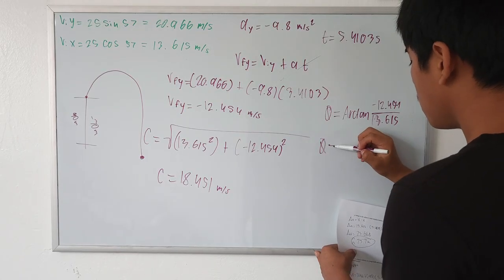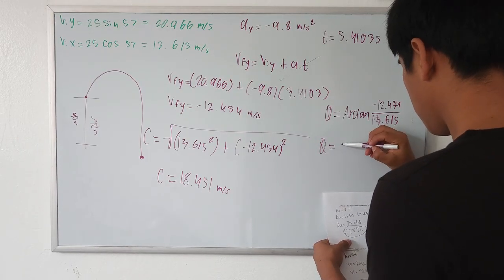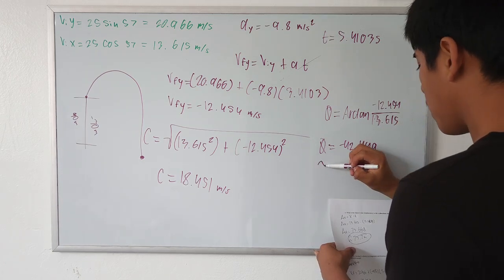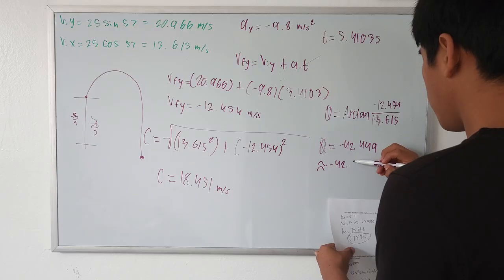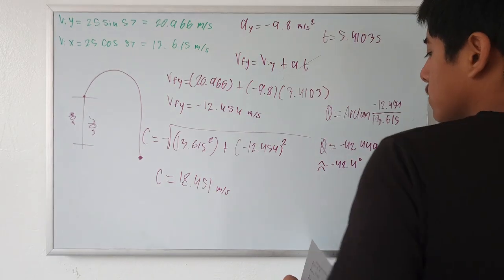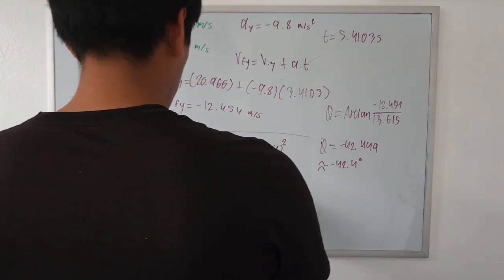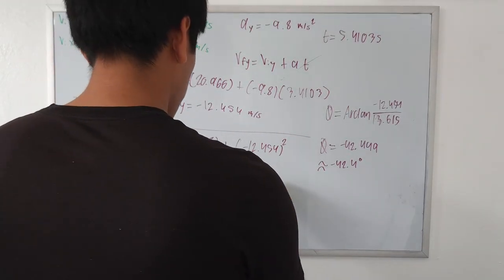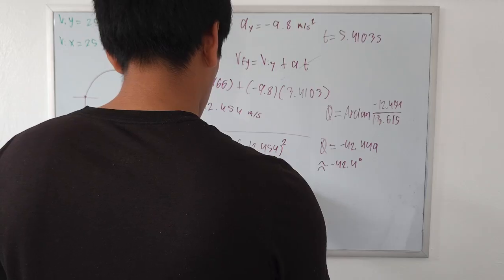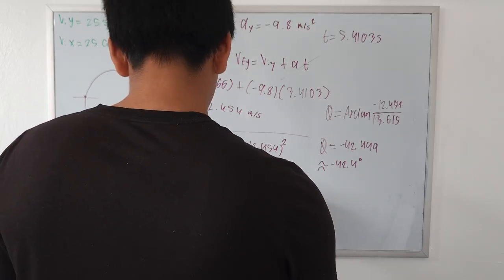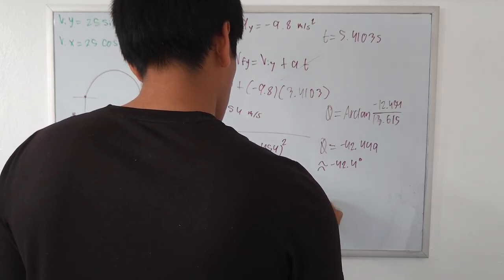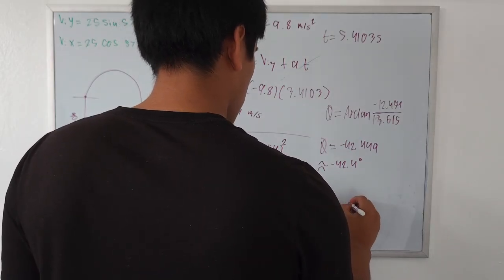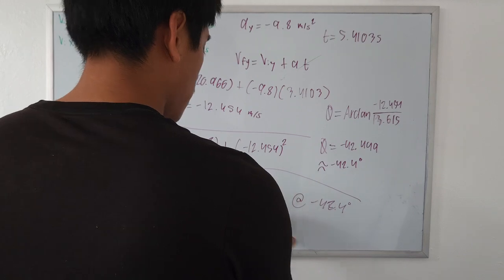13.615. And then once you plug that in, you should get negative 42.449. Rounding, you get negative 42.4 degrees. So then your final answer is going to be 18.451 meters per second, or if you round that as well, 18.5 meters per second at negative 42.4 degrees. That would be your final answer.